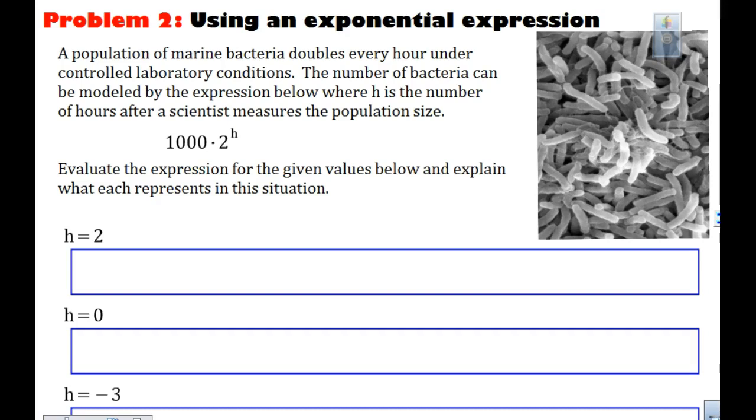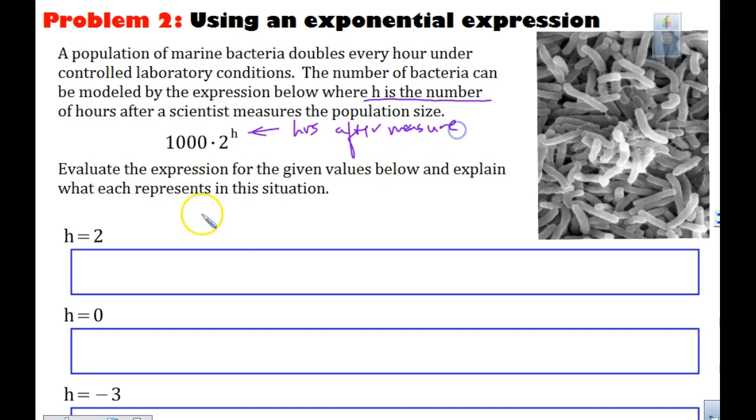So, if I am reading the problem, Olivia, would you do me a favor and read it? The number of bacteria can be modeled by the expression below where h is the number of hours after a scientist measures the population. So h is our hours, okay? So we're going to keep track that this is our hours after they started measuring, okay?